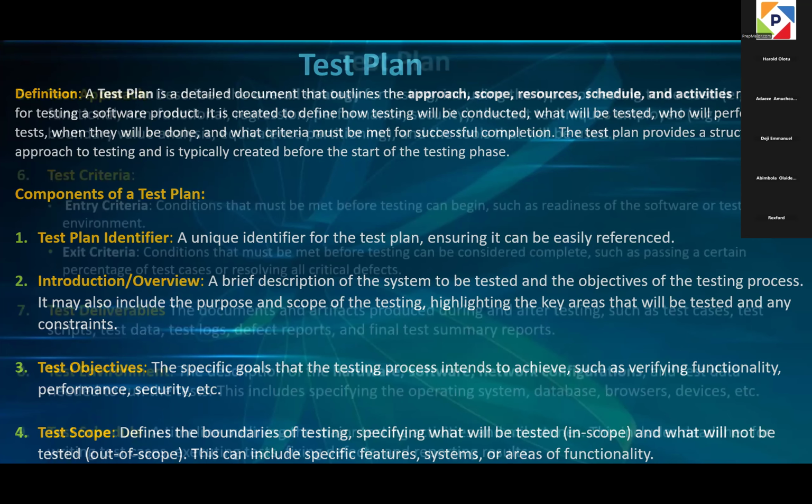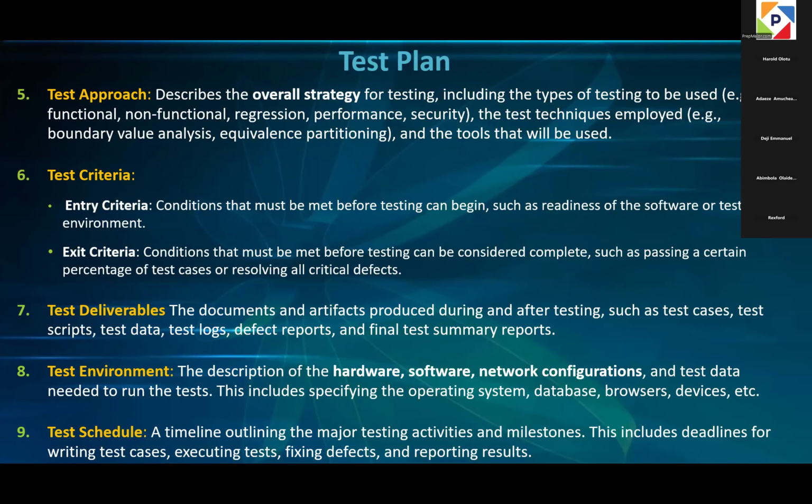Then we have the test approach, as part of the test plan component, which describes the overall strategy for testing, including the types of testing to be used, be it functional, non-functional, regression, performance, or security testing, okay? The test techniques employed, which could be boundary value analysis, equivalence partitioning, and so on and so forth, and also the tools that will be used.